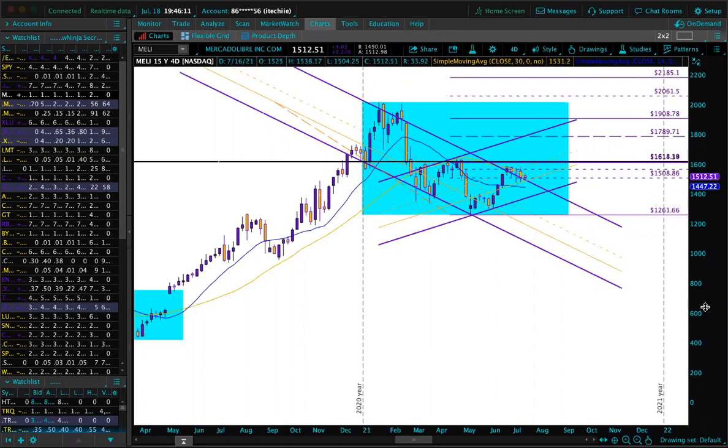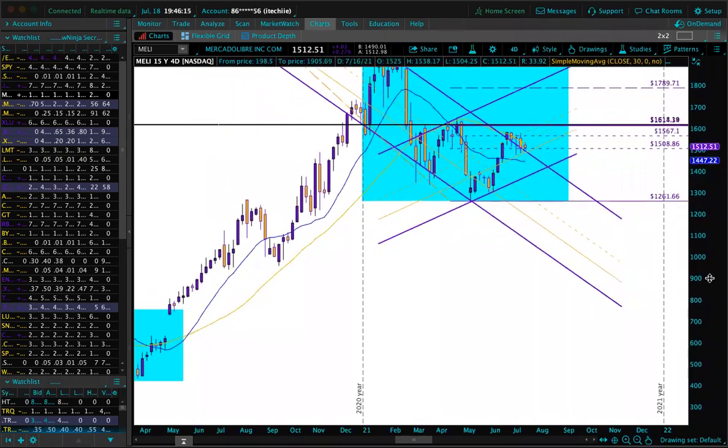Now the goal is to hold this 1447 level. That is the 14 SMA. We are currently rejecting at the 30 SMA, as you can see. I want to see how we react for the next 4D. This 4D closes Friday, Monday, Tuesday, Wednesday. So Wednesday, this 4D closes and the new one opens.